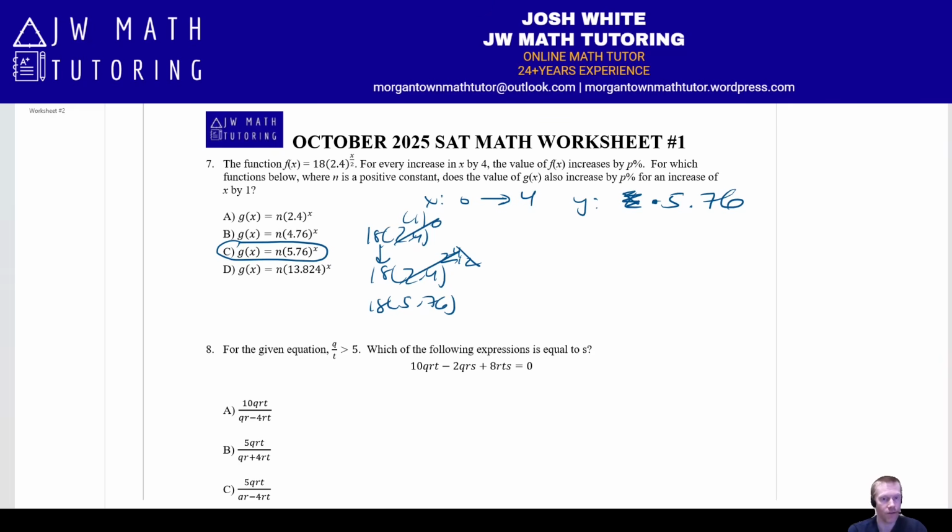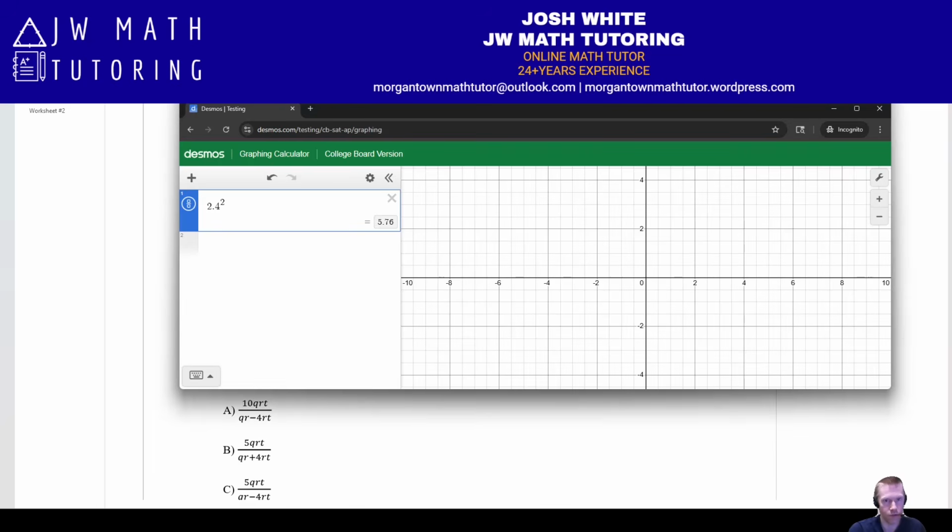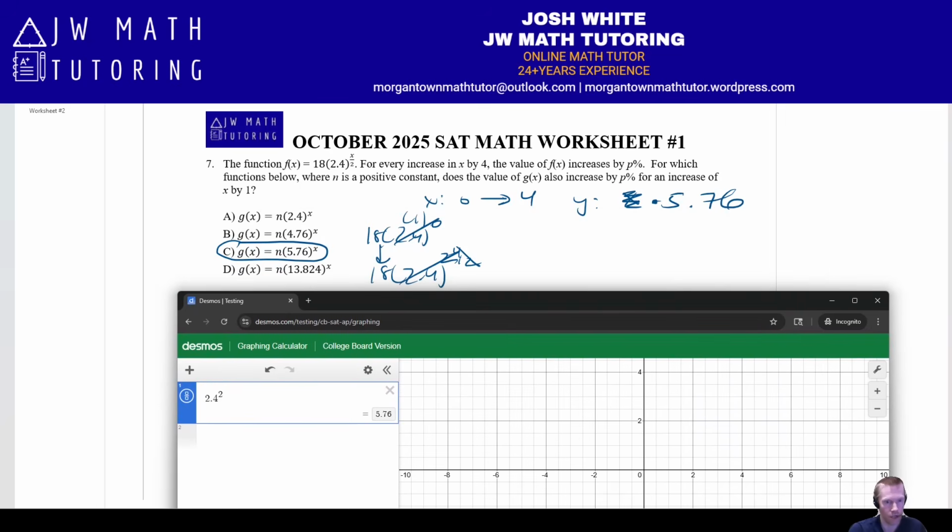Now, if you didn't quite follow that, that's fine. Let's look at some actual numbers, and I'll show you how you could actually calculate the percentage increase, the p%, and then figure it out from there. So what I would do is go to Desmos. I have my original function here, f of x equals 18 times 2.4 to the x over 2.